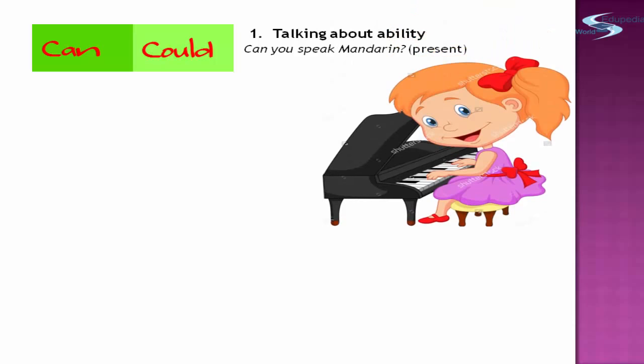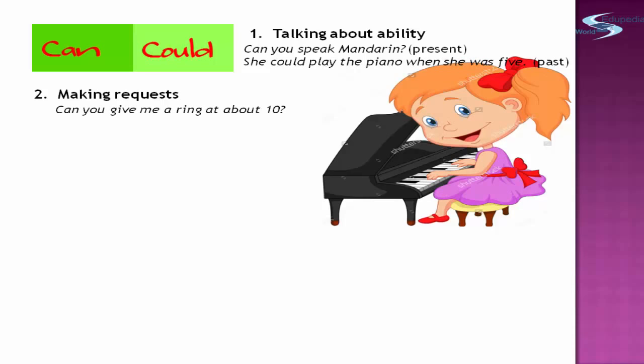Modal verb can or could. It can function for talking about ability. Can you speak Mandarin? This is in the present tense. In the past tense, you could say, she could play the piano when she was 5. This is in the past tense. It could function also for making requests. Can you give me a ring at about 10?